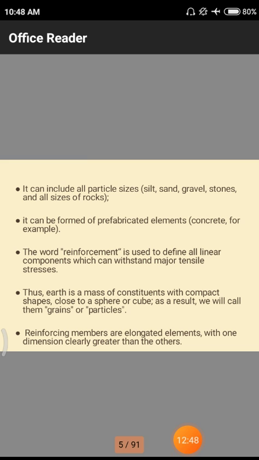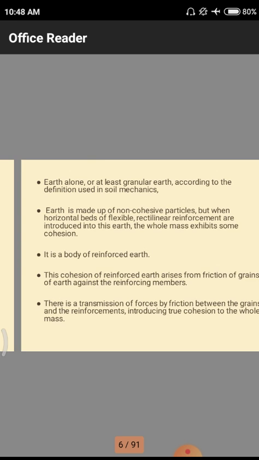Next one is reinforcing members, which are simply elongated elements with one dimension clearly greater than the others. That means reinforcing elements, normally bars, we have to take. Normally the length of a bar is 40 feet, and the diameter varies. Some of the bars are 8 mm, 10 mm, 12, 16, 20, 24, 28, so the diameter varies, but the length is similar, 40 feet. So we have to go for different particle sizes, shapes, and lengths of these bars.